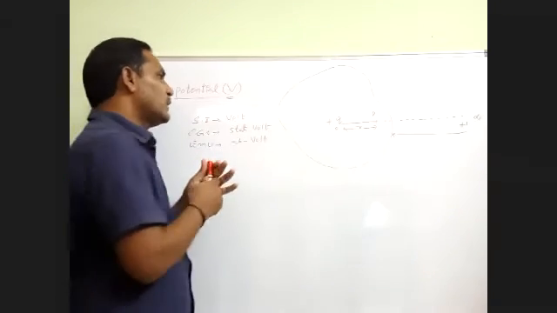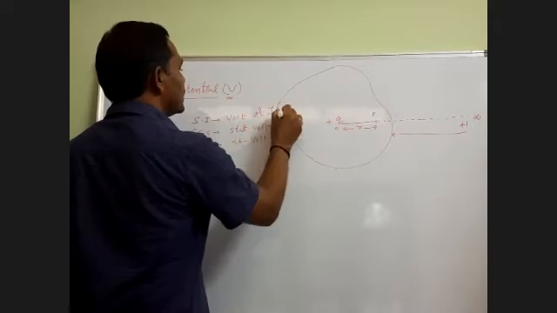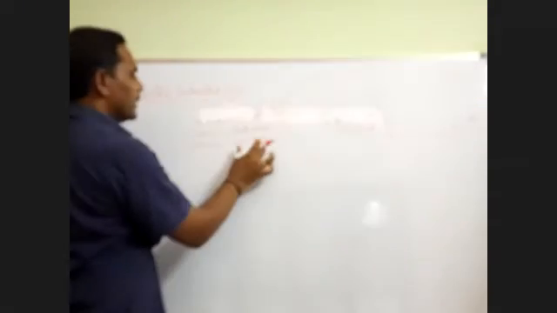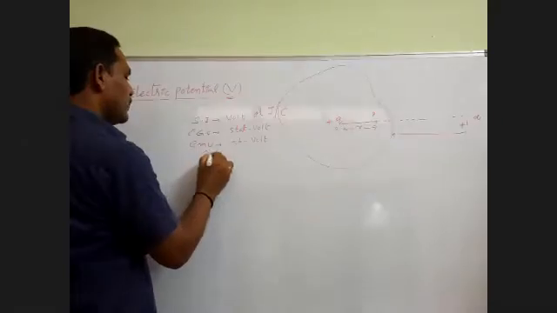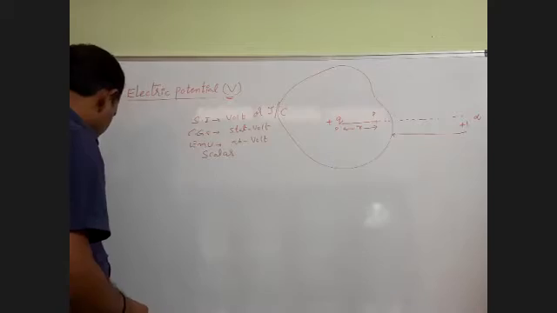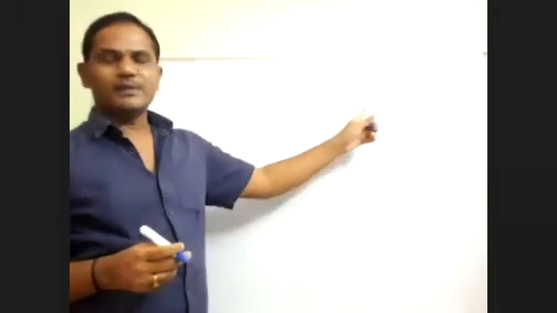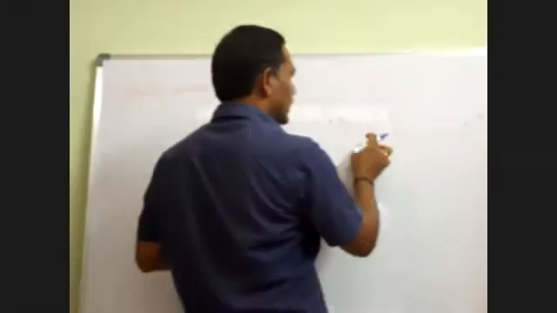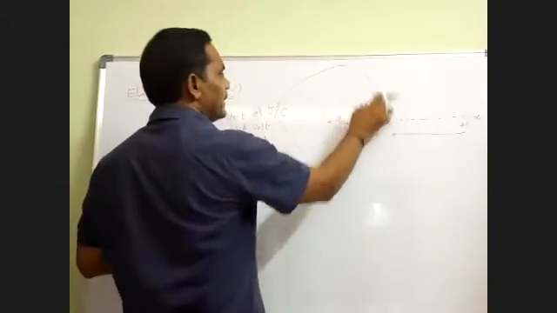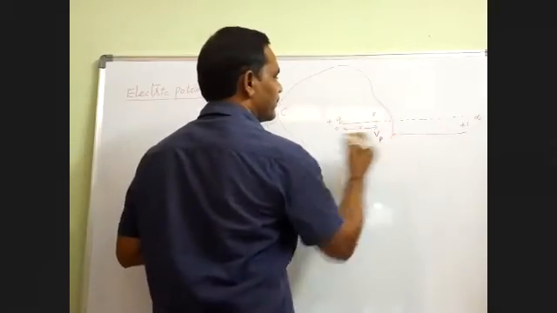SI unit: volt or joule by coulomb. CGS unit: stat volt, electromagnetic unit: ab volt. Electric potential is a scalar quantity. Right. So again, let me repeat the concept. The work done in bringing the 1 coulomb positive charge from infinity to a point P in the electric field of the point charge Q is called the electric potential at that point, Vp.